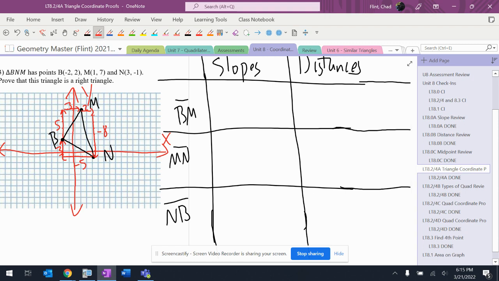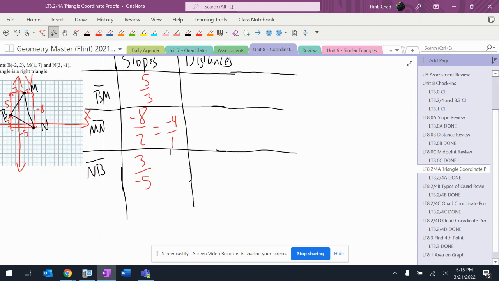All right, so our slopes. We are going from B to M, we're going up 5, right 3. We're going down 8, right 2. And we're going up 3, left 5. This is going to reduce to -4/1. Again, I didn't need to do that.